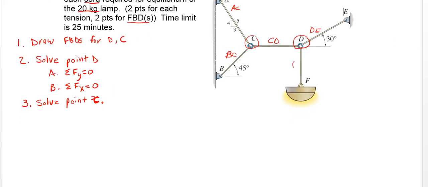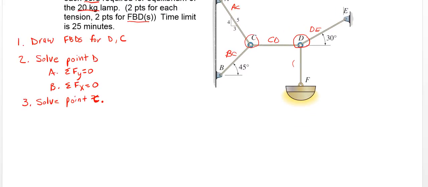Let's scroll down here a little bit, and we'll start a free body diagram around point D. We have our weight. This is DE here, and that is 30 degrees above the horizontal. And then we have a force going this way, and that is CD.